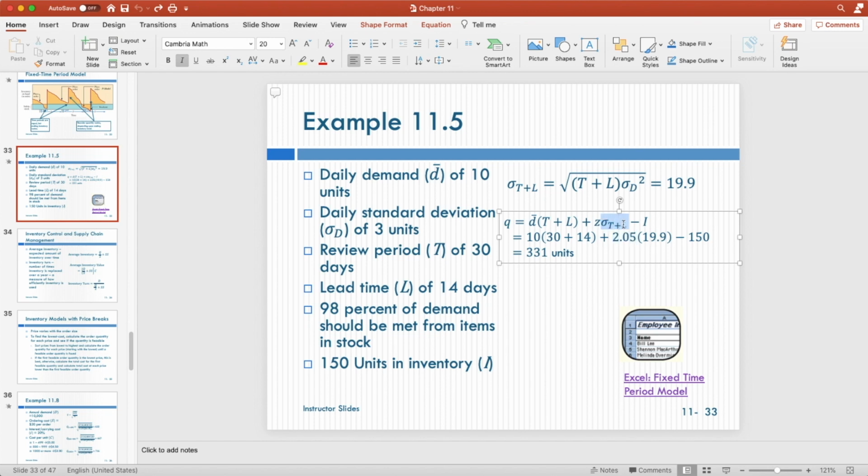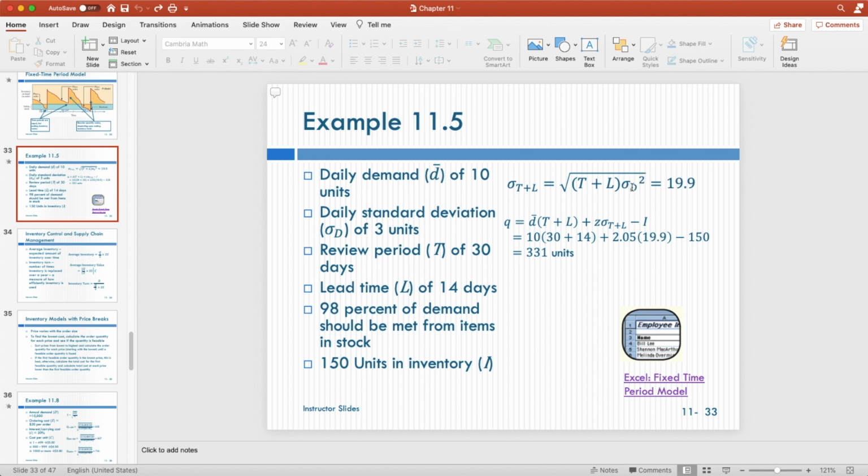The equation for sigma T plus L is exactly showing here. Since we are talking about the length of T plus L, under the square root you use T plus L times sigma d square. Sigma is 3, so that's 3 square, and T is what? 30. L is what? 14. So 30 plus 14 times 3 square.